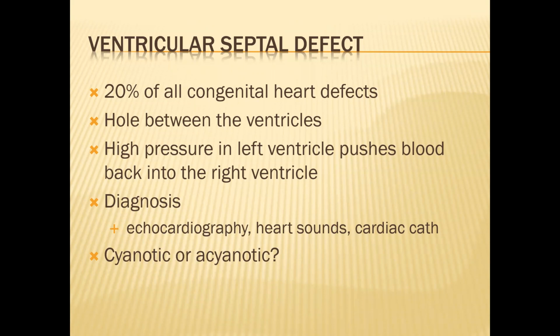So is this a cyanotic or acyanotic defect? Why is that? Because oxygenated blood is going to the deoxygenated. Very good. So acyanotic defect. When we have oxygenated blood going back to the right side of the heart, we call that acyanotic.